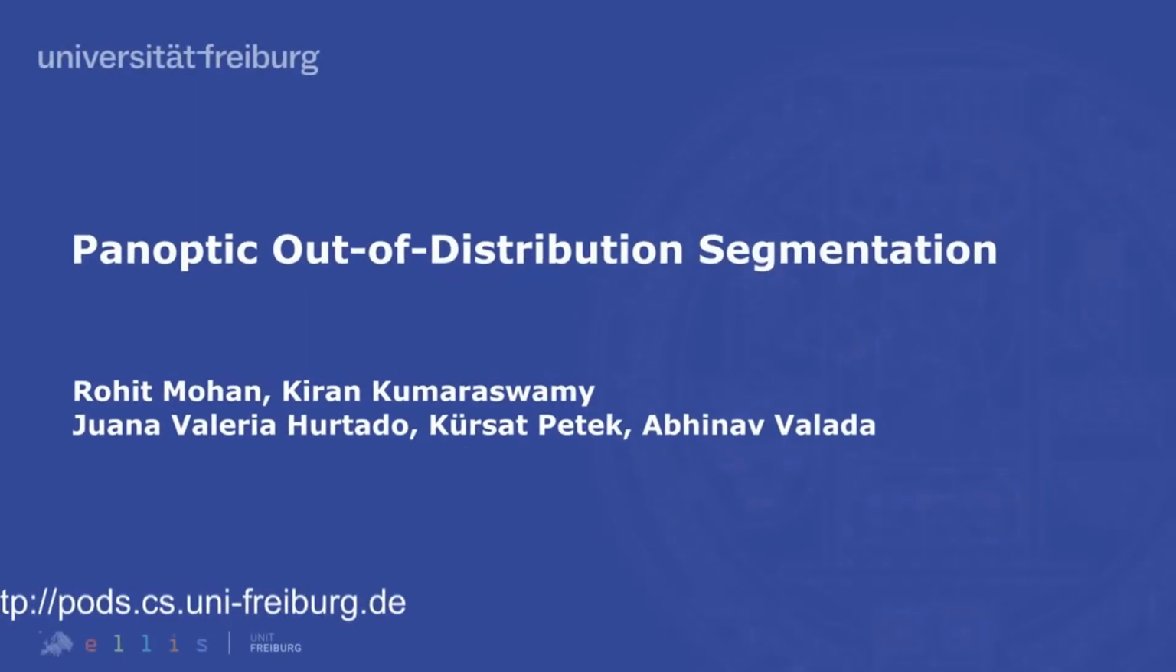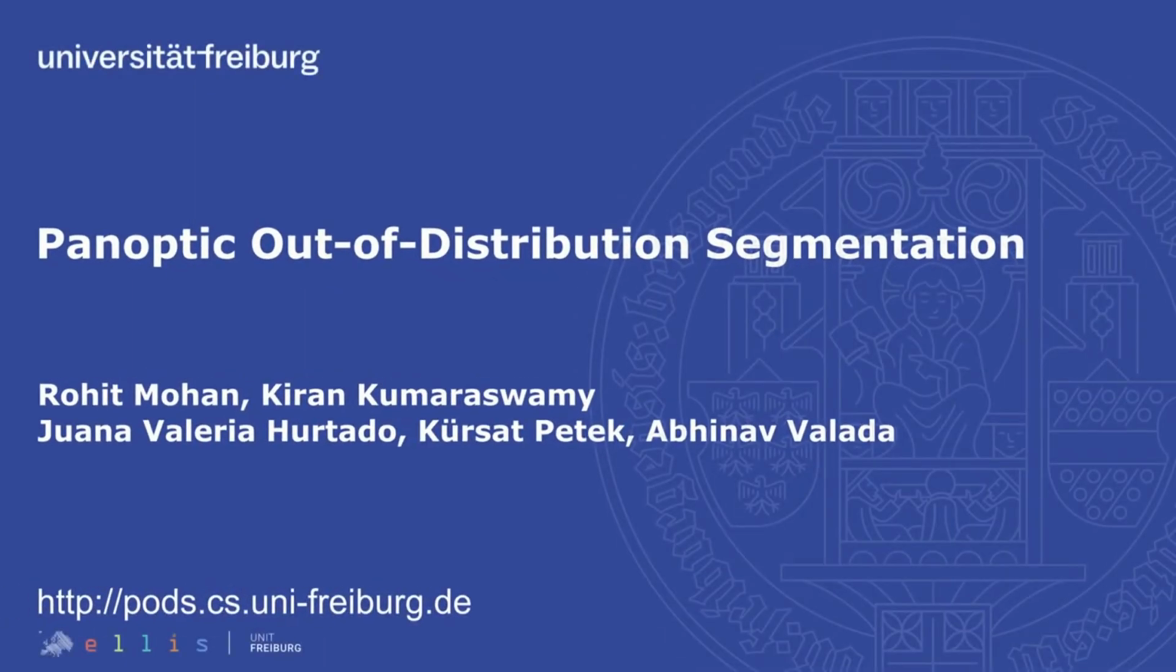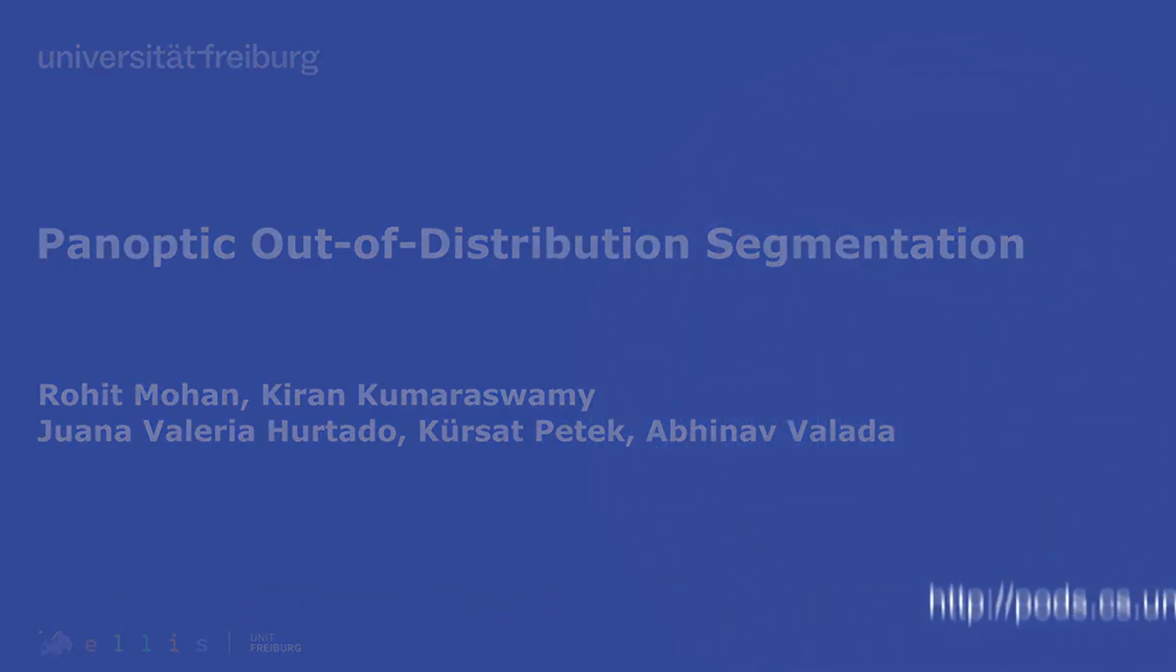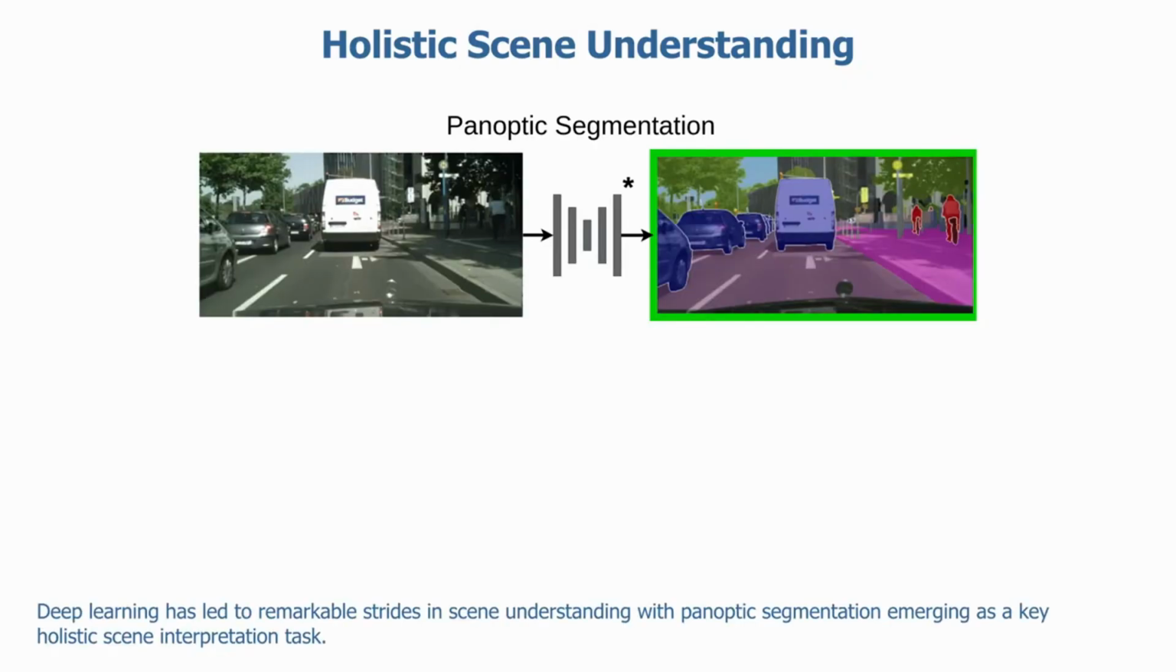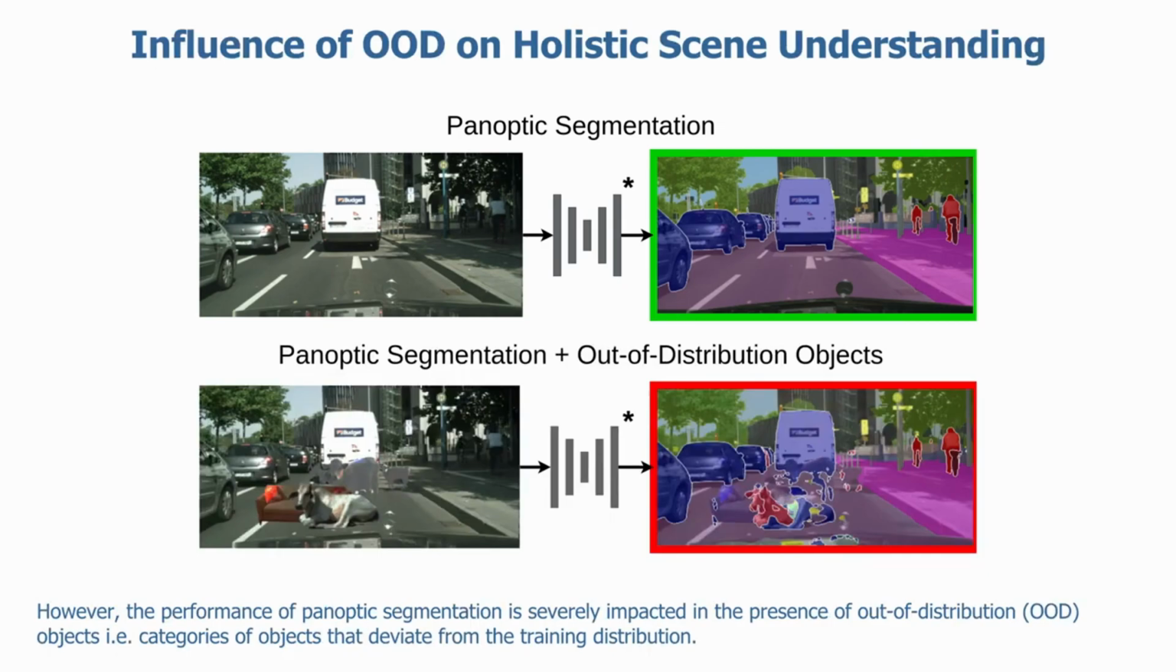In this video, we present our work, Panoptic Out-of-Distribution Segmentation. Deep learning has led to remarkable strides in scene understanding, with panoptic segmentation emerging as a key holistic scene interpretation task. However, the performance of panoptic segmentation is severely impacted in the presence of out-of-distribution objects, that is, categories of objects that deviate from the training distribution.